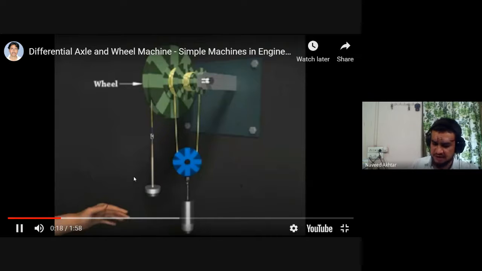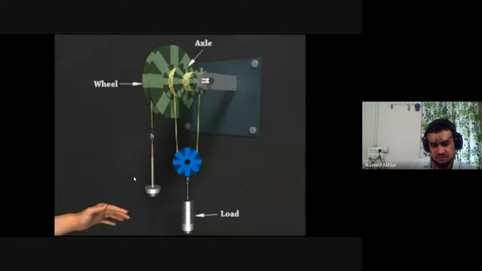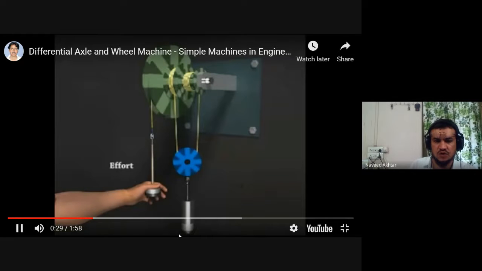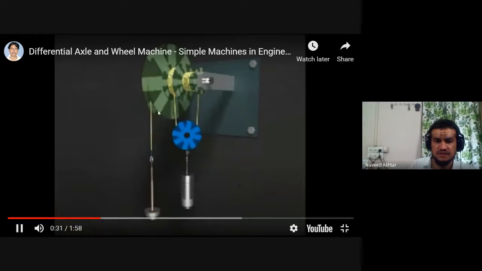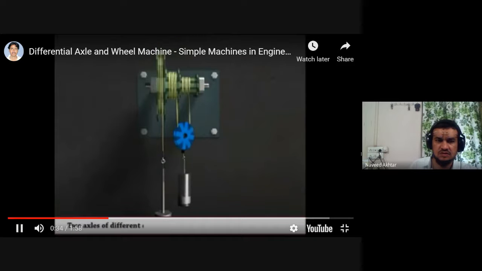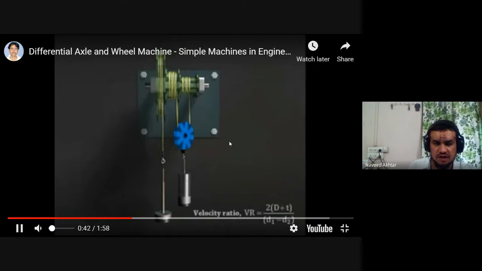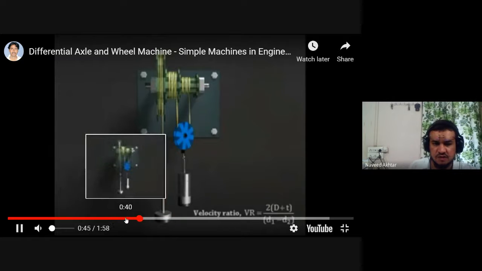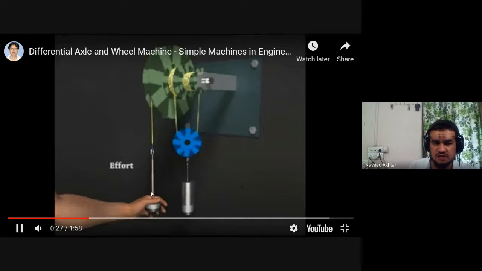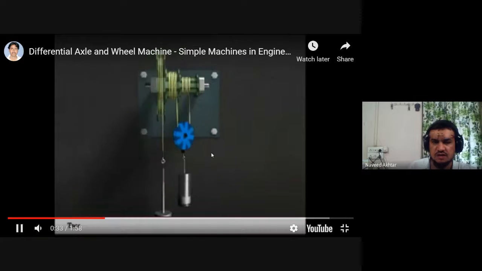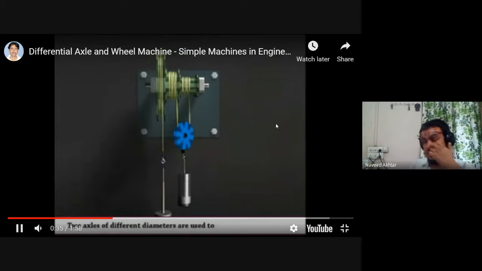This is the actual practical you have to perform. This heavy load we have to lift with this effort. You can see how the differential axle and wheel is working. You can see its working principle. Just a very small effort is required to lift a large load. So this is the differential axle and wheel.